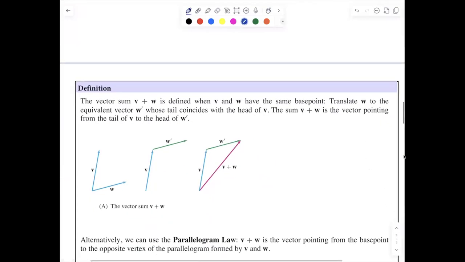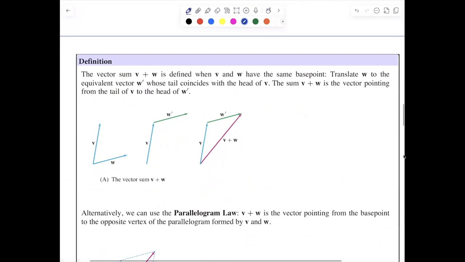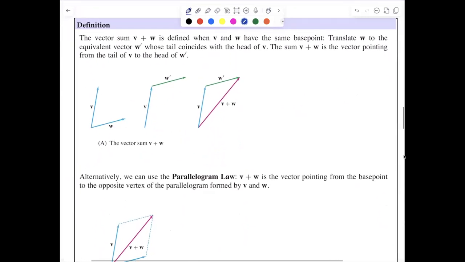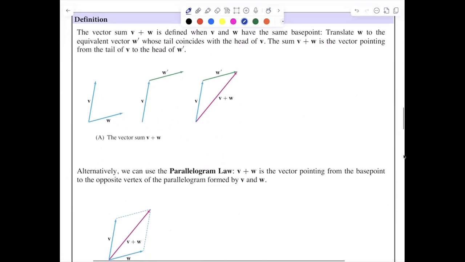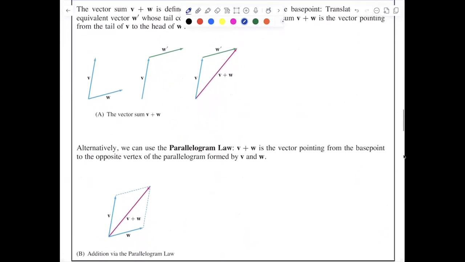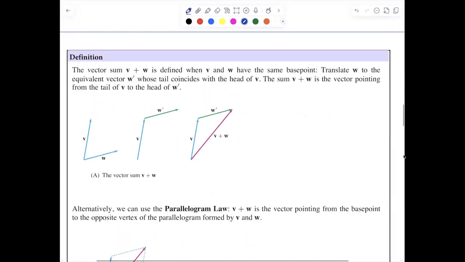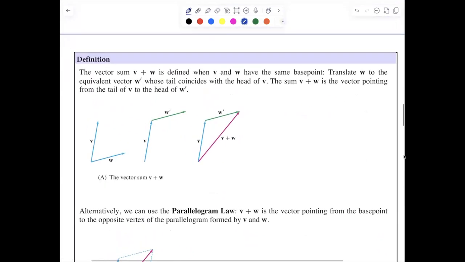Now the question is, what if we have two vectors? What if we have three vectors? What operations are available? We can basically take two vectors and add them together. We have different ways to find the sum or addition of two vectors. One of them is the parallelogram law. The other one is basically the triangle law. This one that we're going to represent is the triangle law.